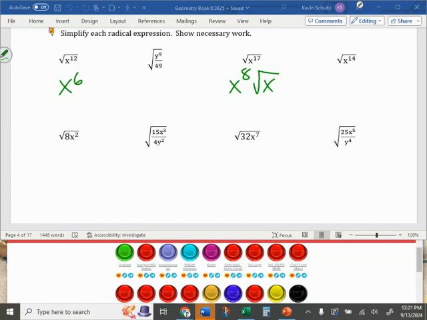The last one, X to the 14th. What will that end up being? X to the 7th. Folks, the even power, simply divide by 2.